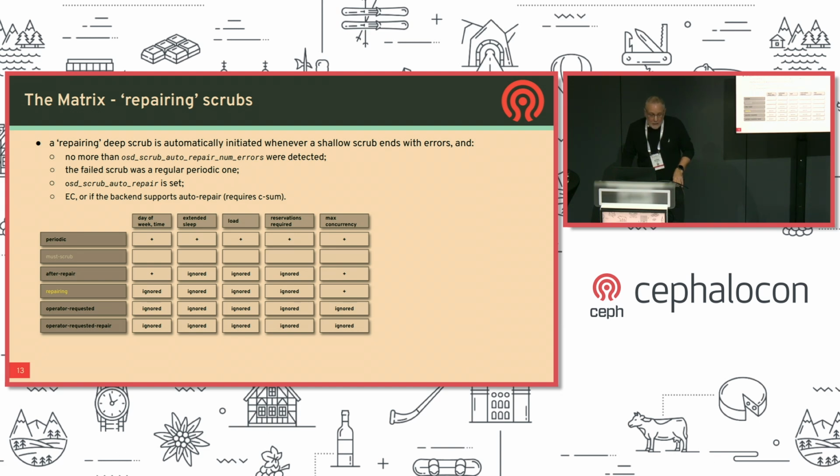Okay. The fourth type of scrub is repairing scrub. This is something that is automatically initiated if a shallow scrub finishes with errors and the right combination of parameters allows an automatic deep scrub with repair to be initiated. Okay, the details are here. I don't want to spend time on that. And repairing scrub ignores most of the constraints that we mentioned, if you see that in the table.